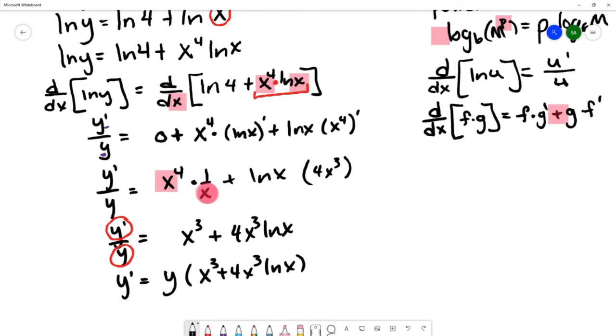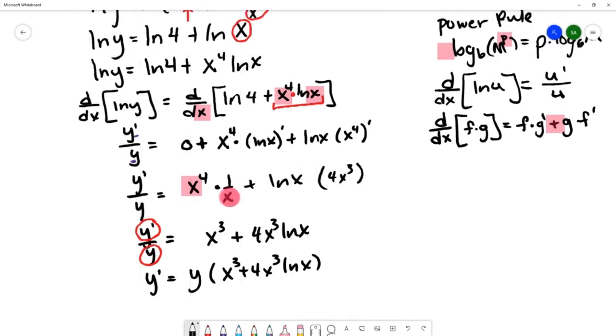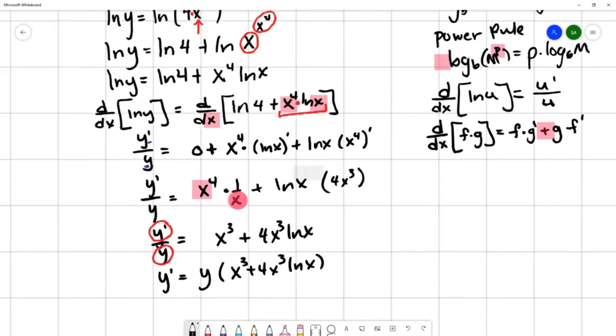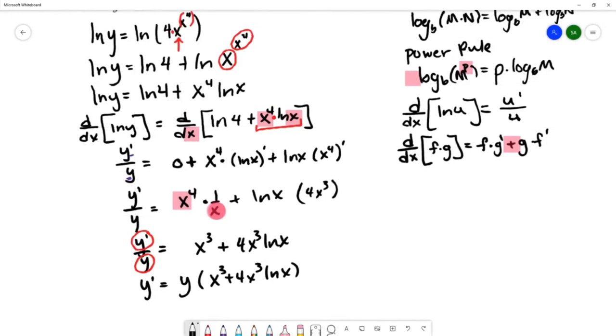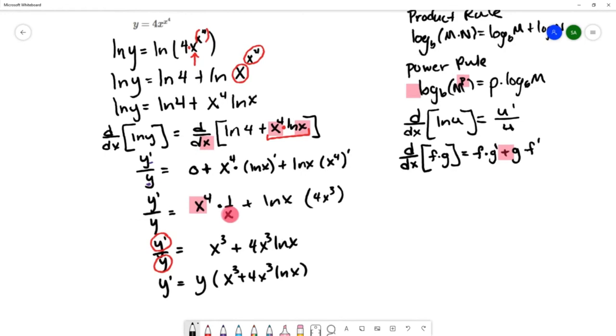And then if you'll remember, the original equation was y. We've got that right here. Y is 4x to the x to the 4th. And we can substitute that in. 4x to the x to the 4th times x cubed plus 4x cubed natural log x.